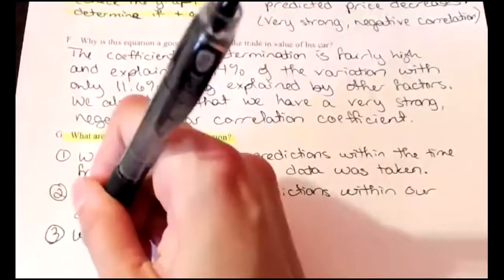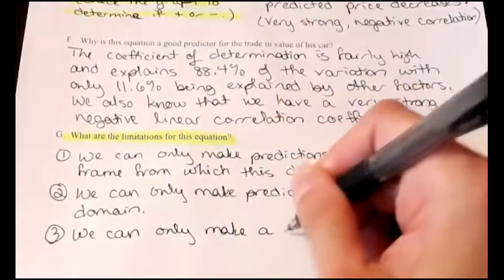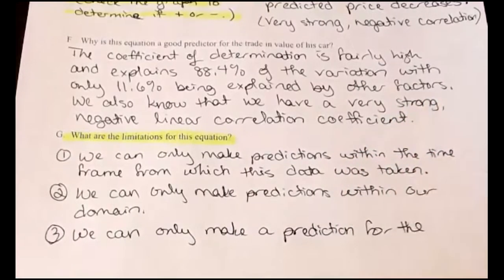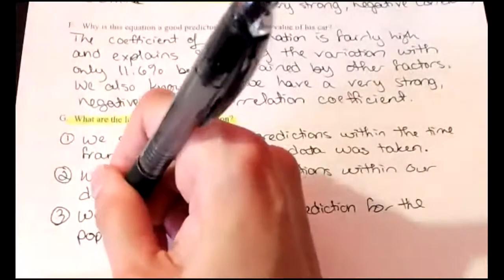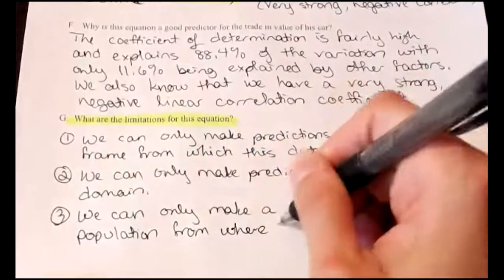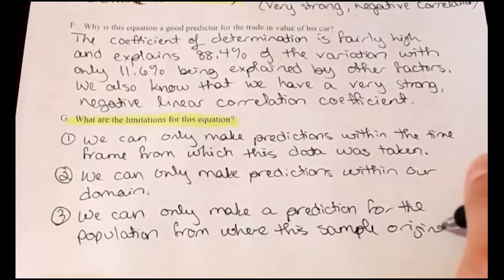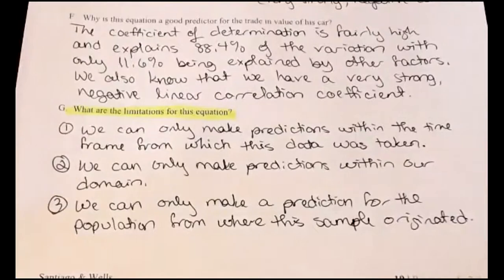And then of course, your third limitation is we can only make a prediction for the population from where this sample originated.